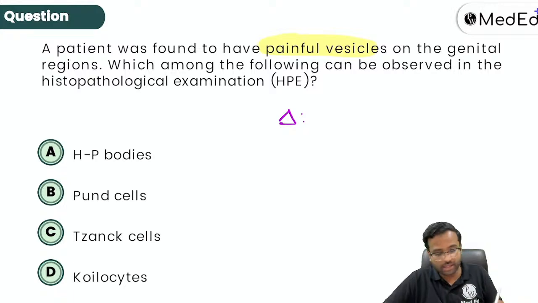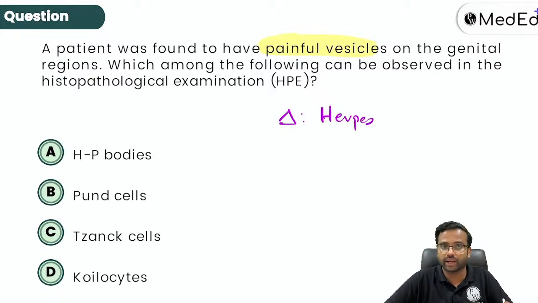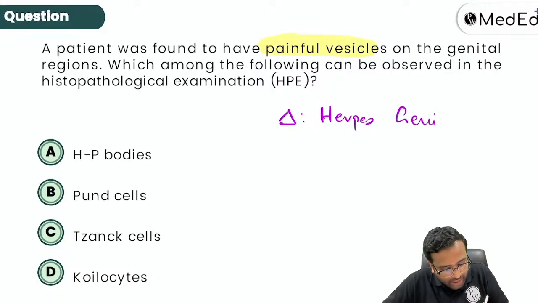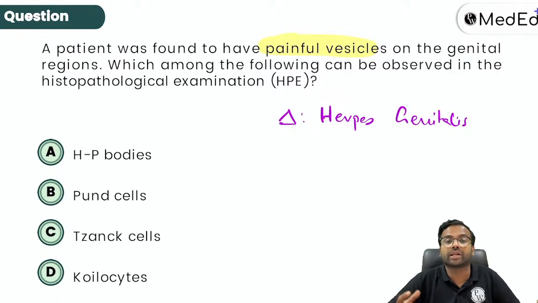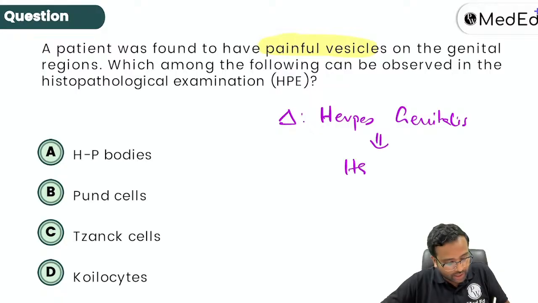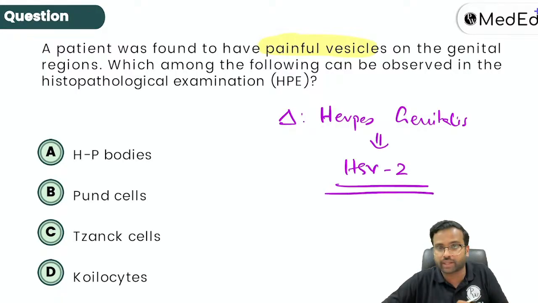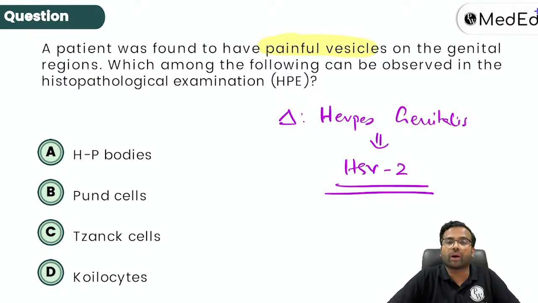In the chat box, many of you are answering it as herpes. I guess all of you agree to that. So this can be a case of herpes genitalis, where we can see vesicles in the genitalia. In a case of herpes genitalis, which is caused by HSV2 in most cases, what do you find on histopathological examination? Do you find HP bodies, that is Henderson-Peterson bodies?